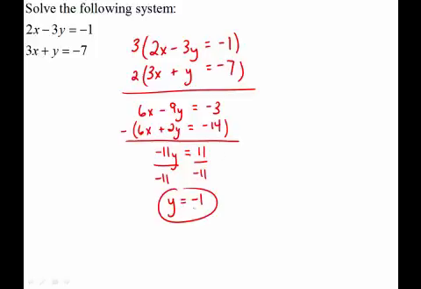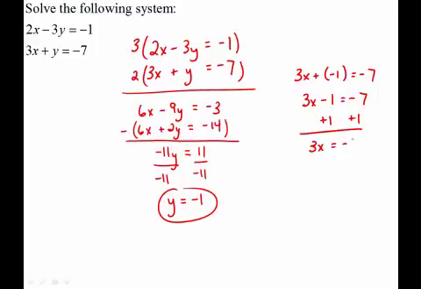Now once I know that y equals negative 1, it's negative 1 for either of these two equations. So to solve for x, just plug that back into one of the two equations. I'll take the bottom one, less number to worry about. So 3x plus negative 1 equals negative 7. 3x minus 1 equals negative 7. And then just go through the steps to solve. So x equals negative 2.